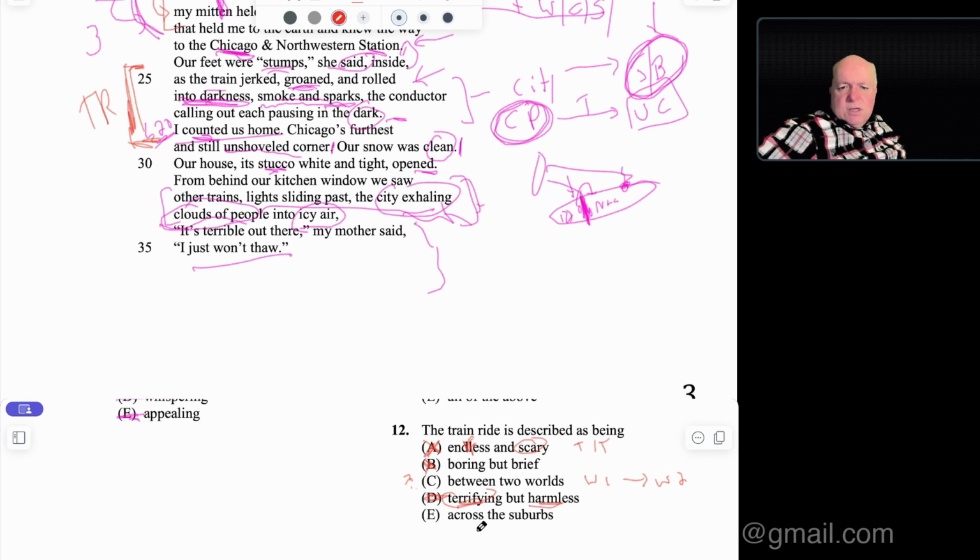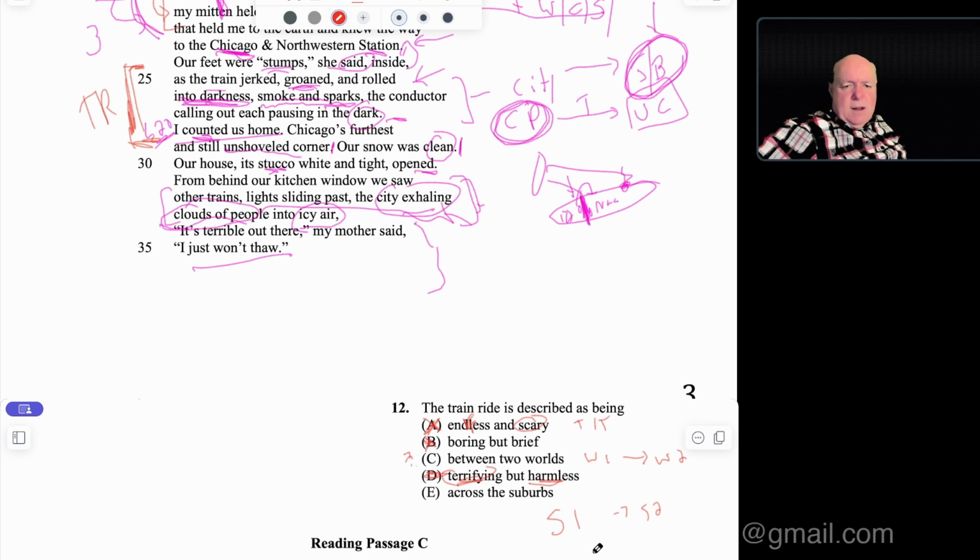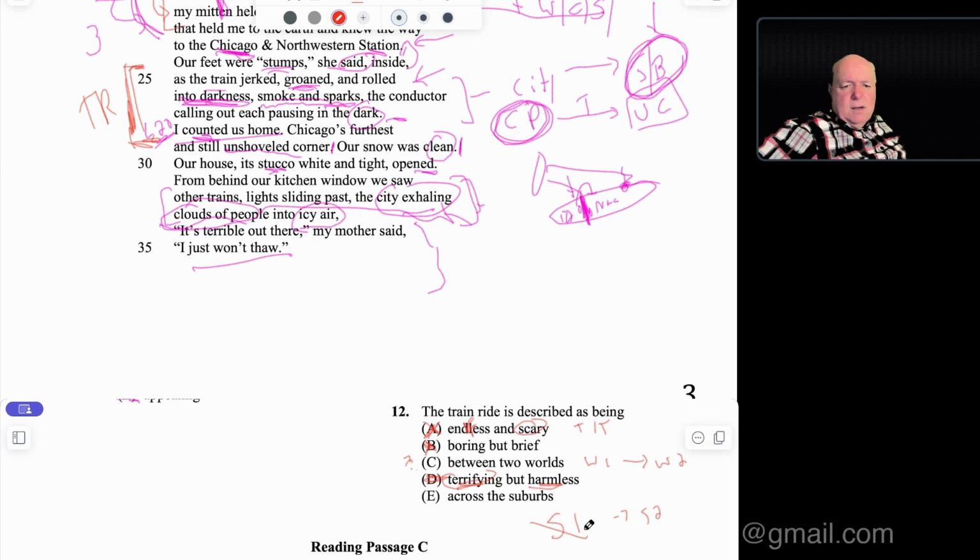And then across the suburbs. Ooh, that's interesting because that means we're going from suburb 1 to suburb 2. But hold on. We didn't go from suburb 1. We went from the city proper to a suburb. So therefore, the answer is not E. Well, it seems like we ruled everything out. So let's go back to C because we didn't understand it.